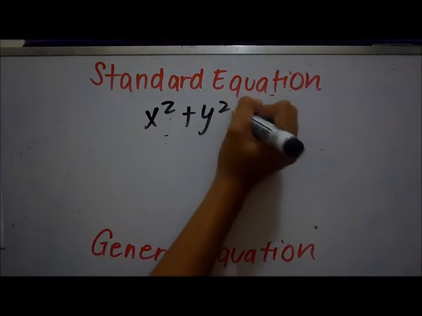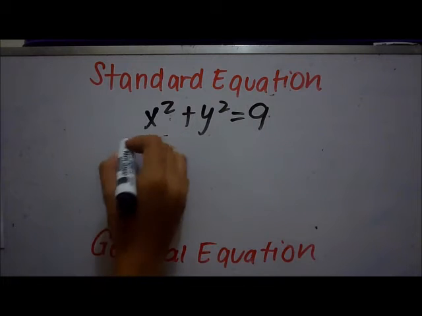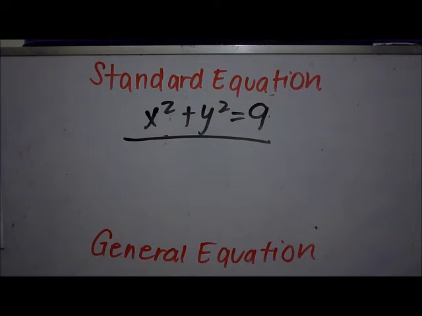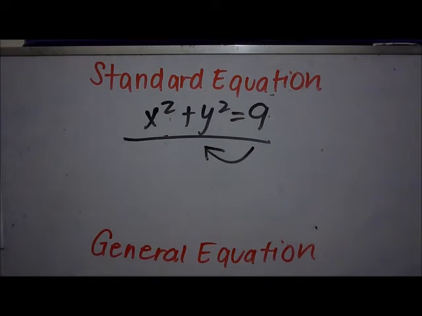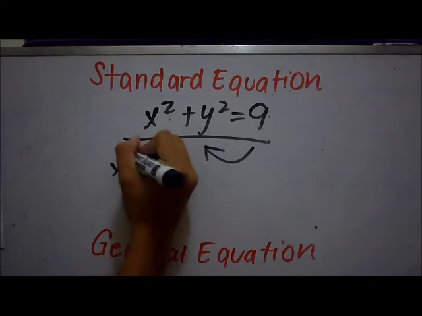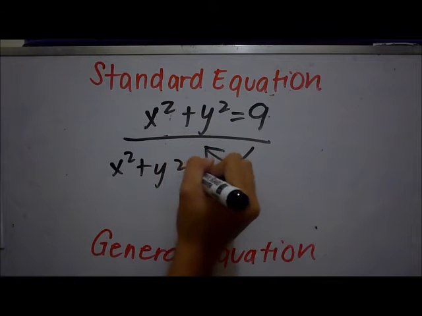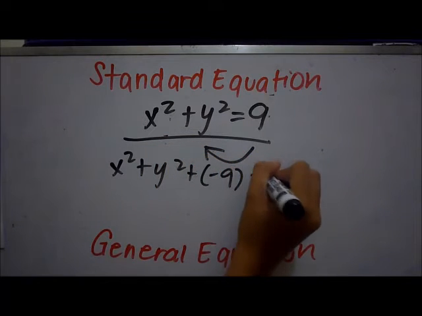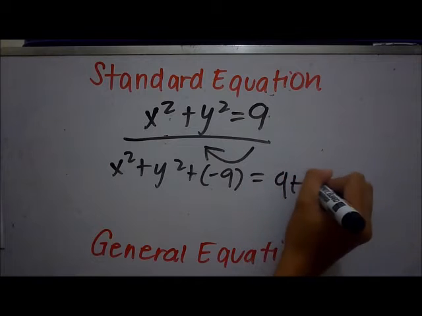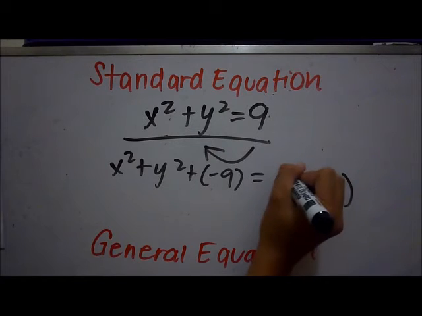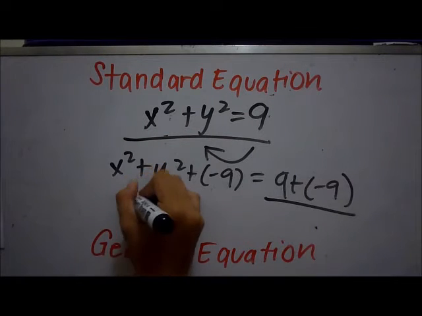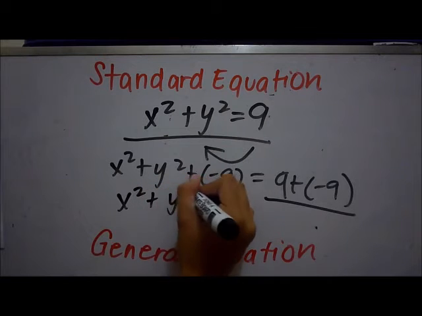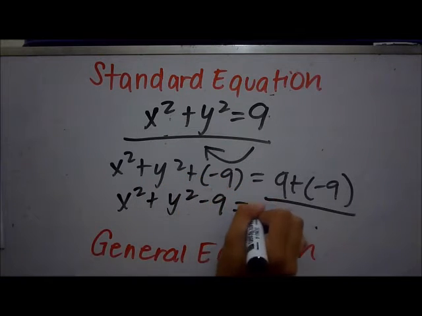Our standard equation has the origin as the center of the circle. If this is the case, it is easier to transform it into a general equation. You just need to transfer the radius to the other side of the equation through the addition property of equality. Negative 9 was added to both sides so that we'll get 0 as a result of the equation. So our general form will be x squared plus y squared minus 9 is equal to 0.